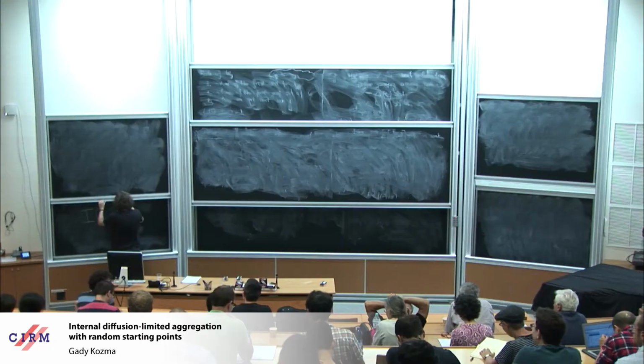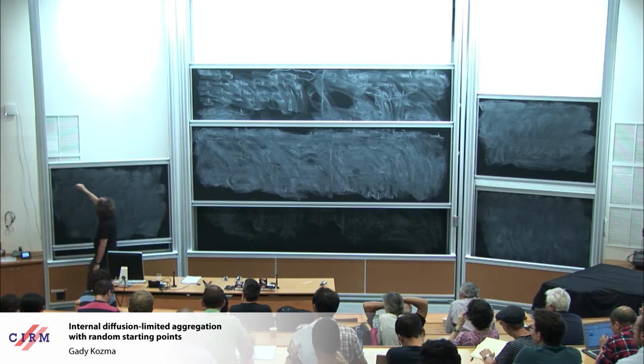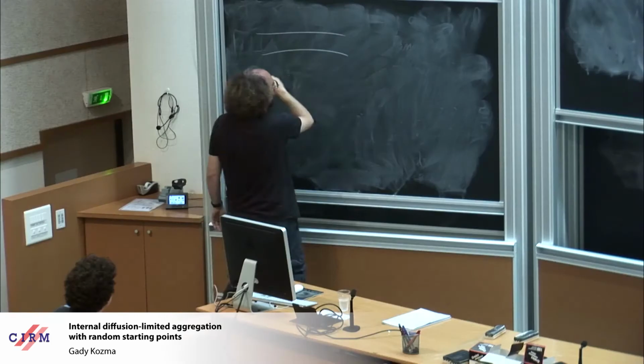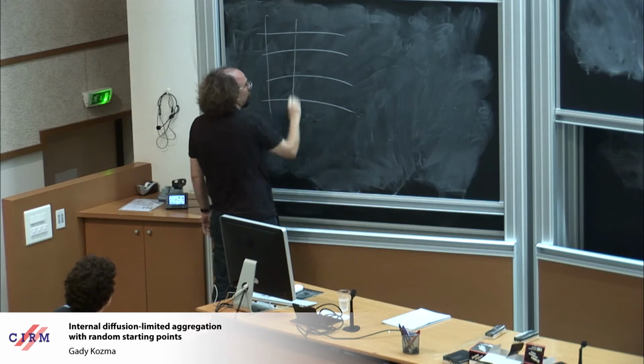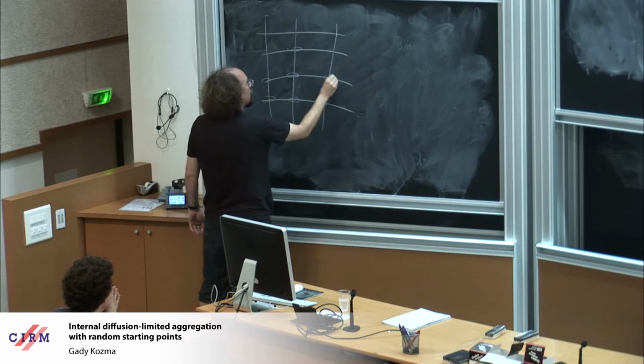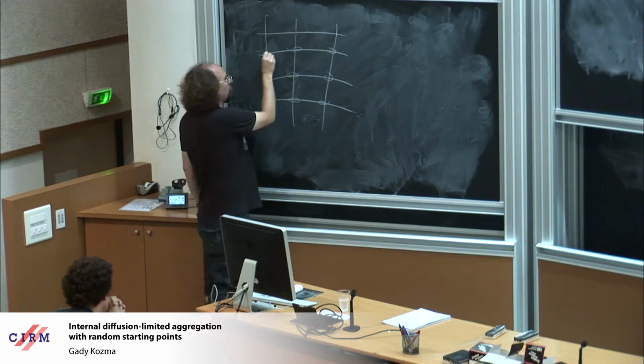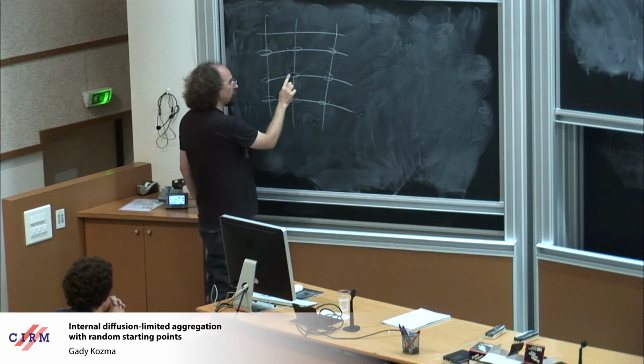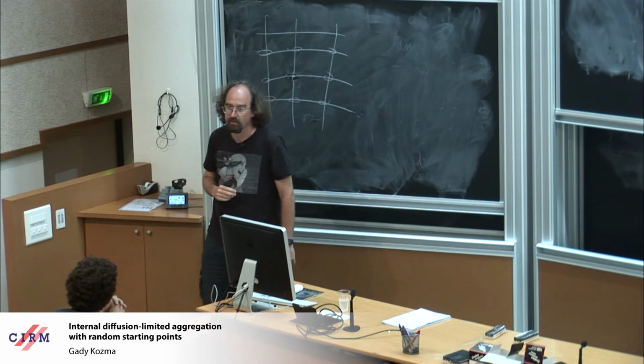So you put, say, in 2D, the results are in general dimension, but for drawing, 2D is easier. You put a cookie on every site. And now you have a random walker that walks around the lattice. When it finds a cookie, it eats it. And then the cookie magically transports it back to zero. And then it continues walking.